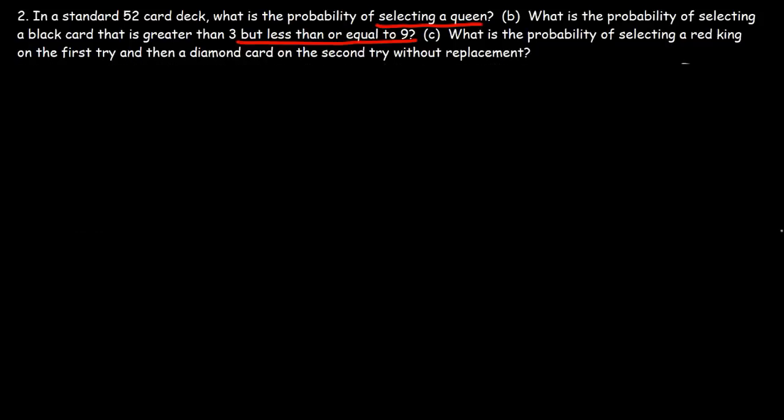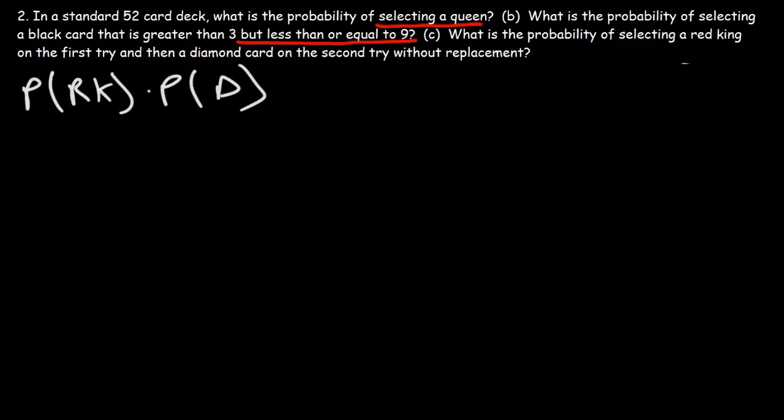Part C. What is the probability of selecting a red queen, not a red queen, but a red king on the first try, and then a diamond card on the second try without replacement? Now, this problem is a little bit tricky, so go ahead and try it. Now, what we don't want to do is this. We don't want to say it's going to be the probability of selecting a red king times the probability of selecting a diamond, because the first event is going to affect the second event.